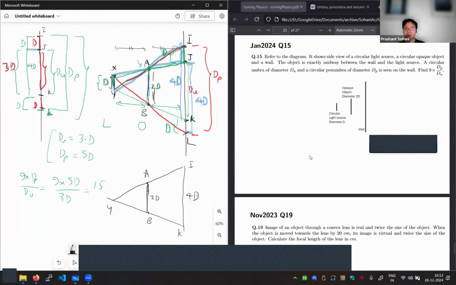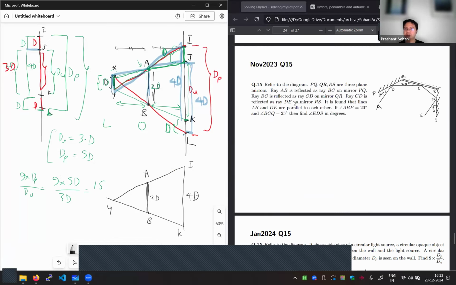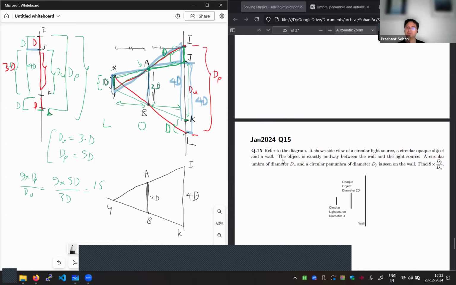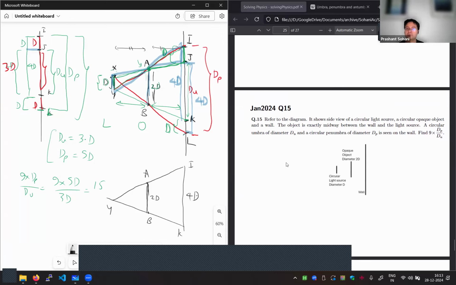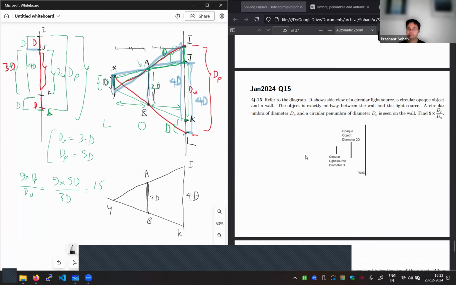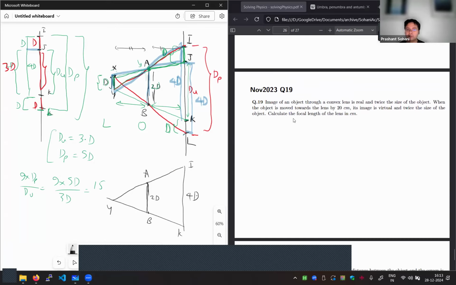Again, what I want to emphasize is that this question and the previous question are just geometry. So if your mathematics is good, your geometry is good, you should be able to do these questions without much difficulty. Okay, then coming to the remaining two questions, which are on the convex lens, like the lens equation.